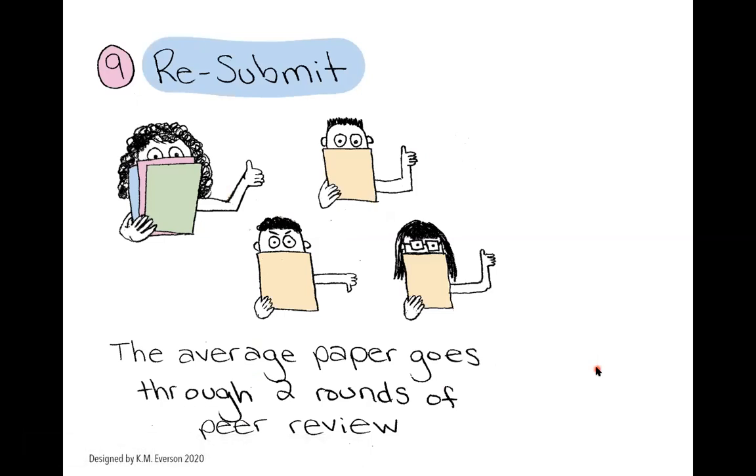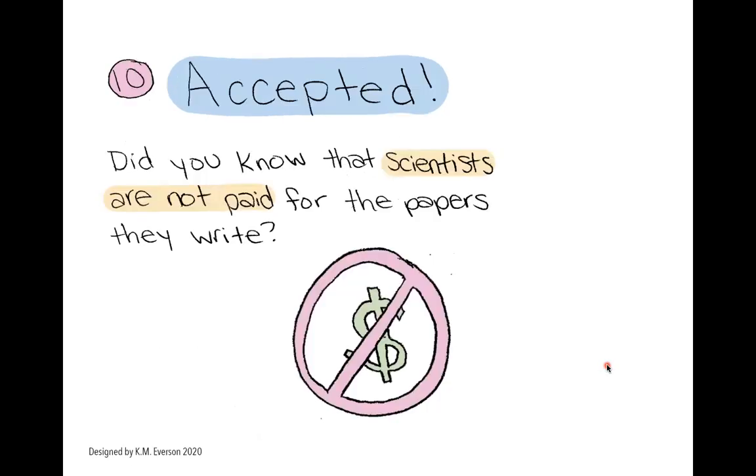And then you revise it, you resubmit. The average paper goes through at least 2 rounds of peer review. So you submit it, they look at it, they come back with major or minor revisions, you revise, you resubmit, and then oftentimes, if you've made them all happy enough, they will approve. And then you get published, and then you have a little celebration, and you go on and do it again.